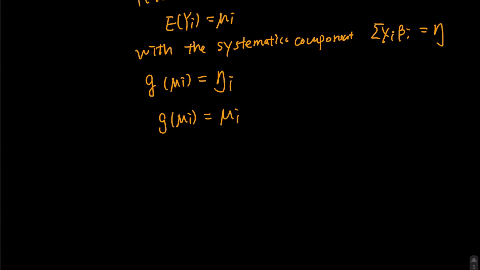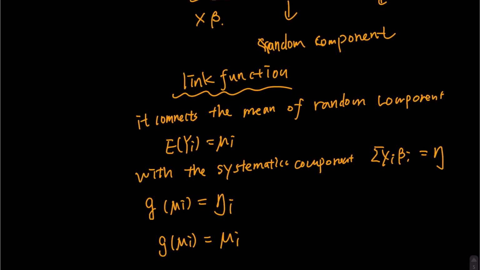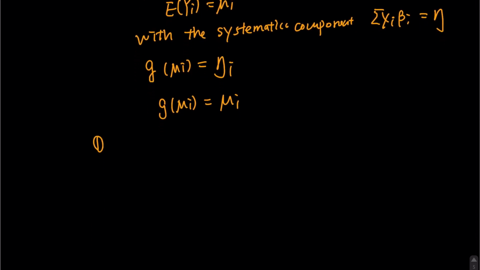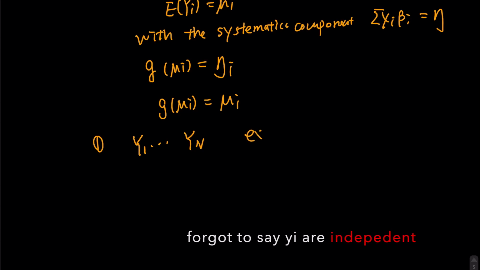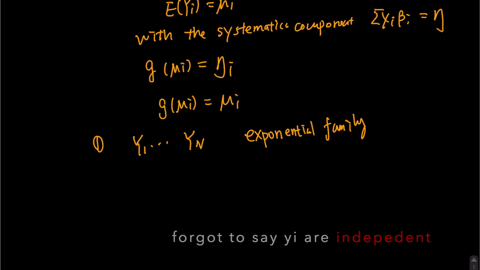So, what are exactly the extensions? First, in the classical linear model, we assume that yi follows a normal distribution. However, in the generalized linear model, the responses y1 to yn are assumed to share the same distribution from the exponential family instead of the normal distribution. And the normal distribution is actually a special case of the exponential family.